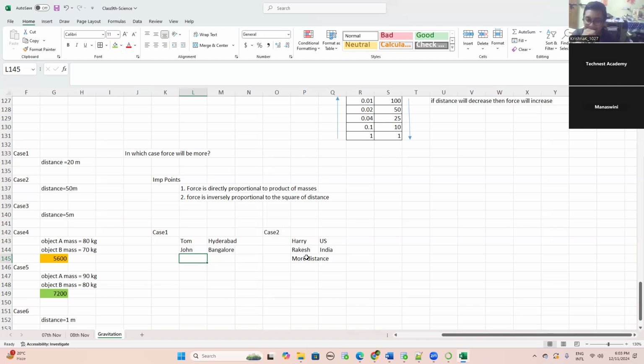more. Manaswini, I've asked a question. In which case force will be more? If the product of mass is more, force will be more or less? More. Okay. Now is this clear? Yes, sir, it's clear.